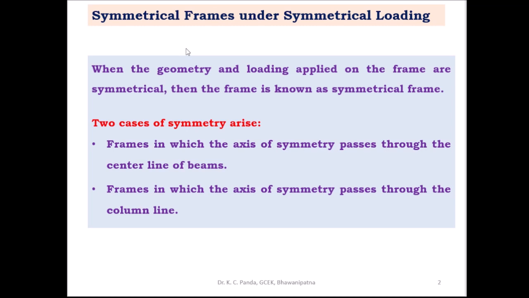There are two cases of symmetry. When the line of symmetry passes through the midspan of beams, this case occurs when the number of bays is odd. The second one, the line of symmetry passing through the column, normally occurs when the number of bays is even. In this lecture, we will discuss when the axis of symmetry passes through the midspan of beams.